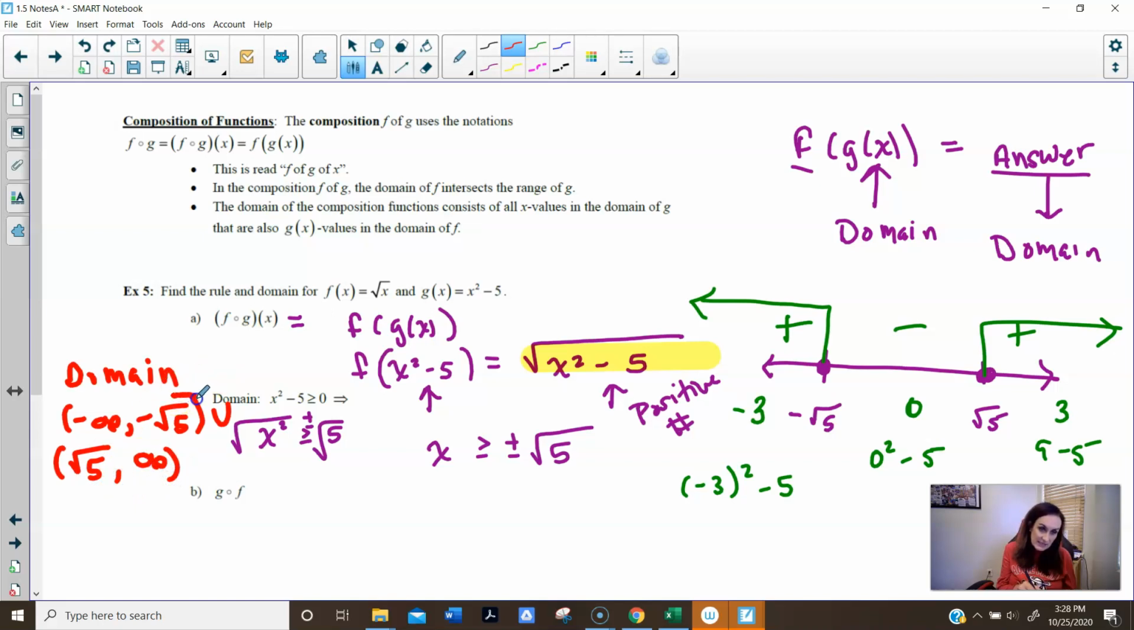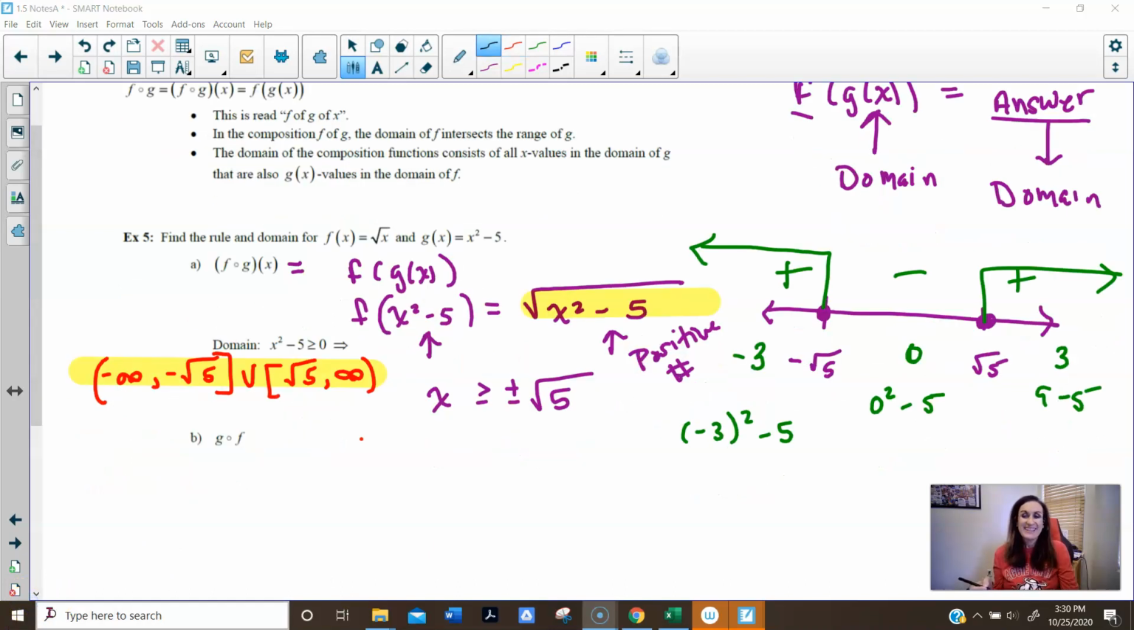And you know what? These need to be brackets because the √5 was just fine. It just gives me 0. So brackets on there, and I'm going to stop the video and try to rewrite that because it looks super messy. Next problem is g of f of x.